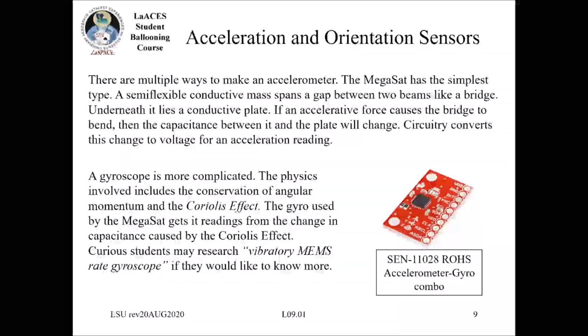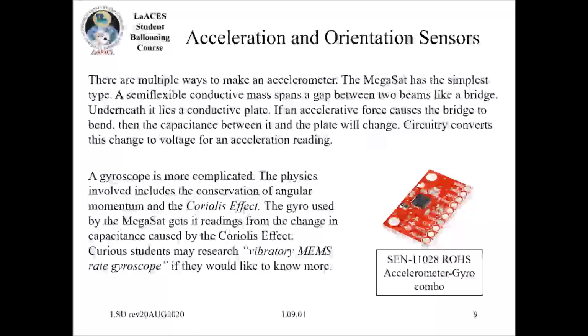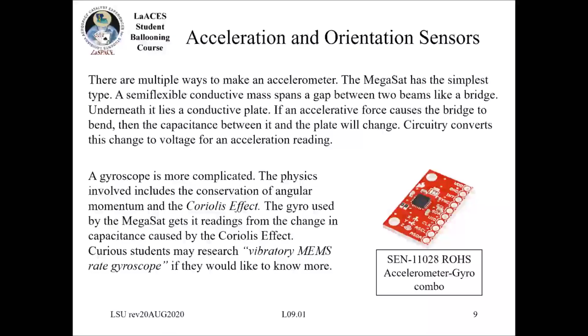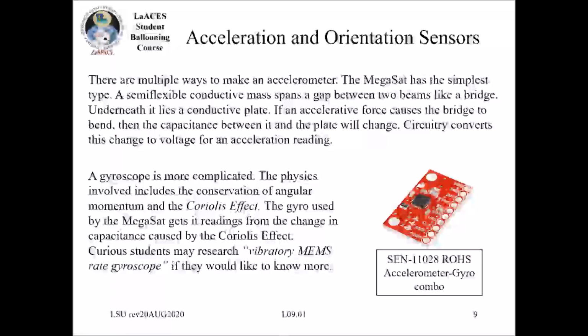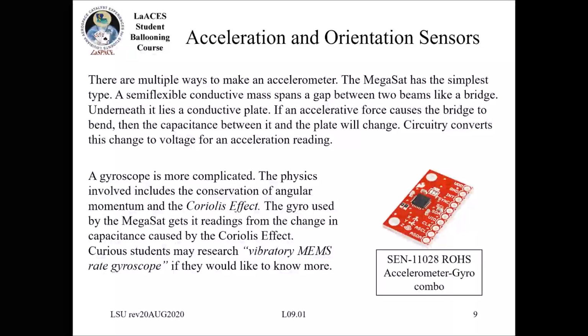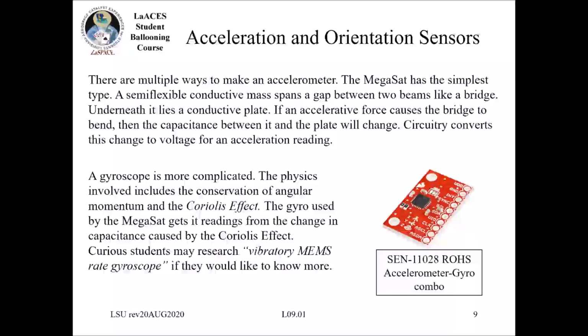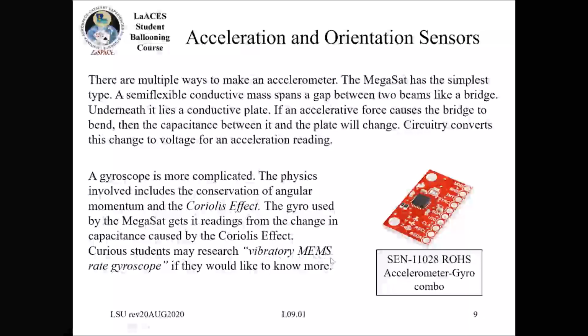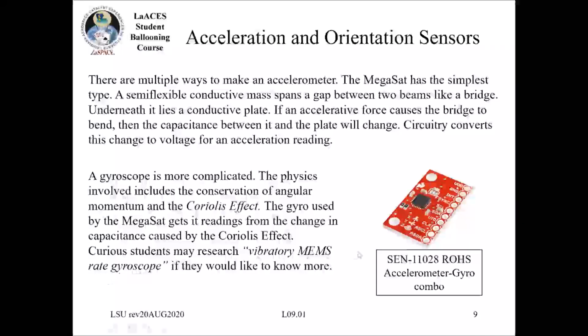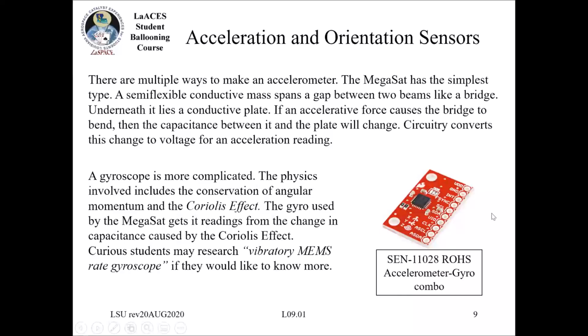The gyroscope is a bit more complicated. It uses a Coriolis effect, and it's a bit more complicated than we're expecting you to get to know at this moment. If you're really interested, you can go and look up, you can actually see what you may research right here, vibratory MEMS rate gyroscope, if you want to learn more about how a gyroscope works.